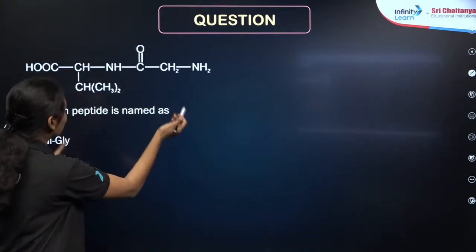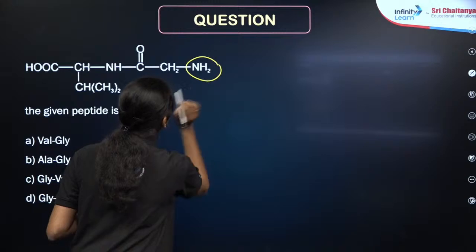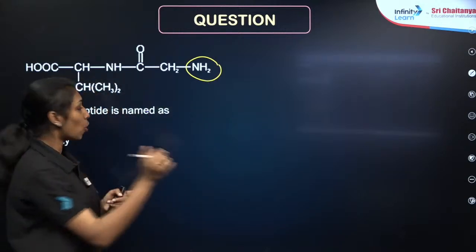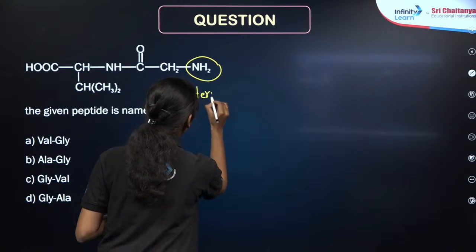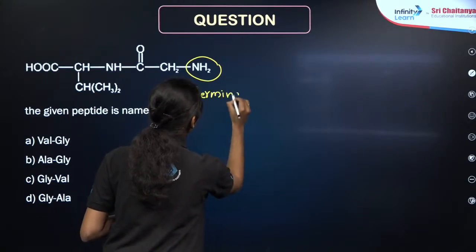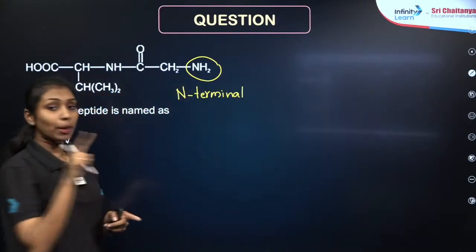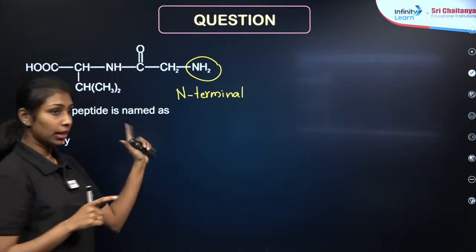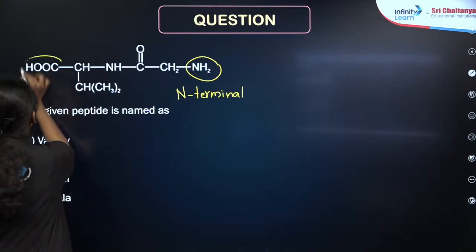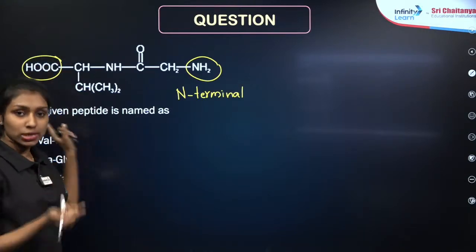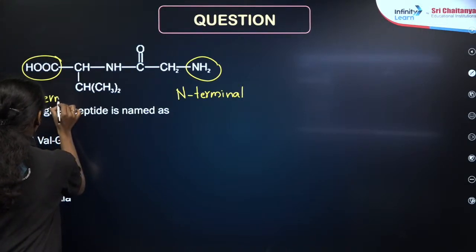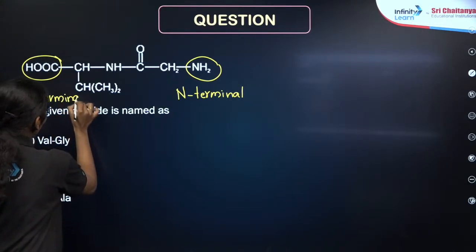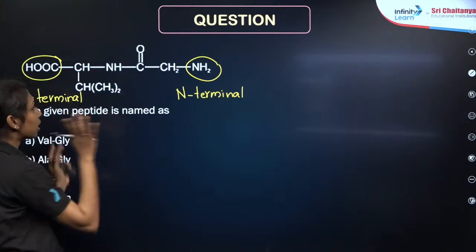Here two amino acids are forming. You can see that this is the one having the free NH2 group, or it is known as the N-terminal amino acid, right? So we will be starting the naming with the N-terminal amino acid. Here it will be the free COOH or carboxylic acid group, so it is termed as the C-terminal, right? So now you have to identify which of the amino acids are combining here.